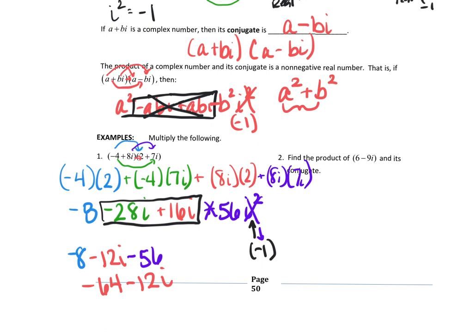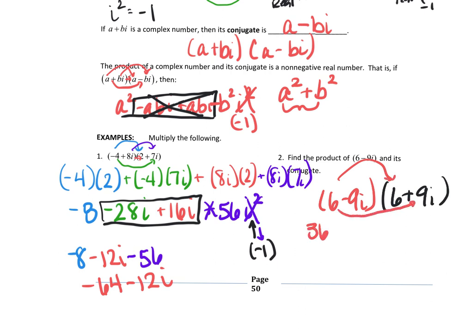The next one says, find the product of 6 minus 9i and its conjugate. So if you take 6 minus 9i, the conjugate just changes the middle sign. So you're going to get 6 plus 9i. Now, here's how we do this with FOIL. 6 times 6 is 36. 6 times a positive 9i is a positive 54i.